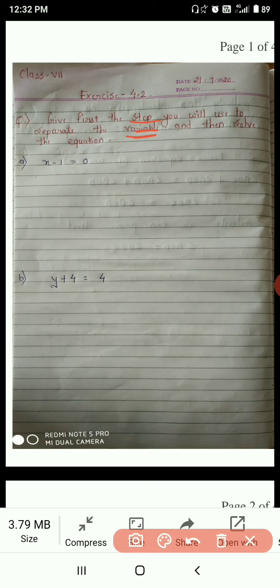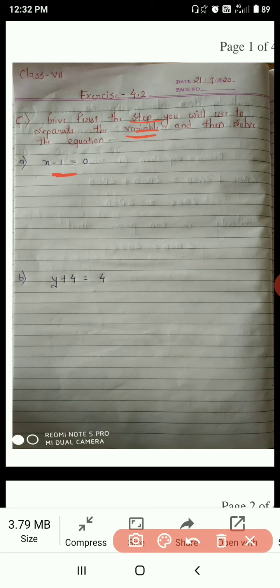Here we see the sign of 1 is negative. So whenever there is a variable with a sign, use the same number with the opposite sign. The opposite of minus 1 will be plus 1. So here you add 1 to both sides of an equation, LHS side and RHS side.